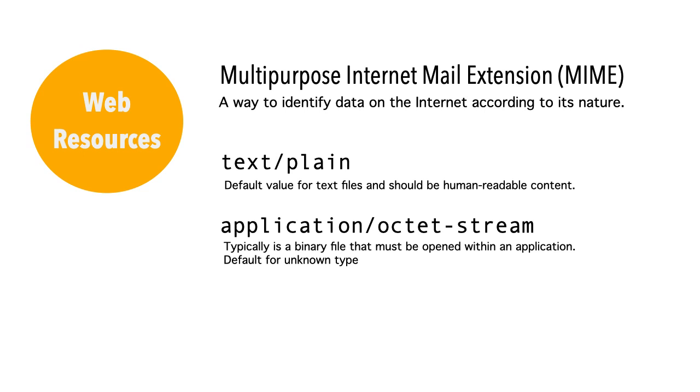The other one is application/octet-stream. So this is typically for binary files that must be opened within another application. So if the nature of the information is unknown, normally we will assign it as application/octet-stream.